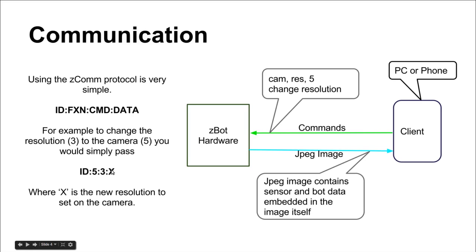Now each resolution is going to be a different number, like 1 might be 320 by 240 and 2 might be 640 by 480. But all of these are listed within the code and within the documentation. So that's what you send to the zBot hardware. Now the zBot hardware just sends out to you a JPEG image.